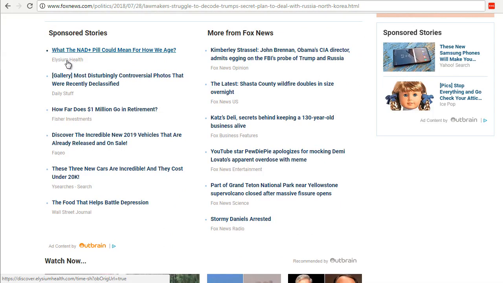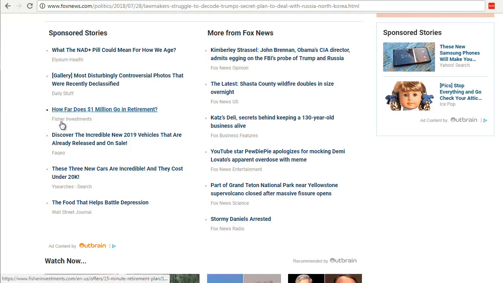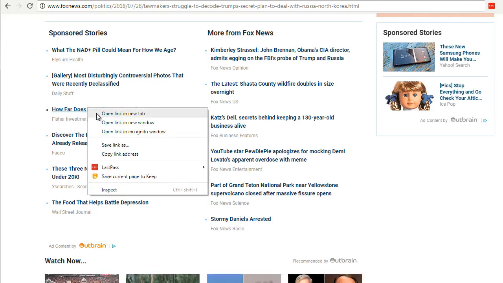These sponsored stories are ads, and you can see the advertisers. We have LCM Health, probably some weight loss pill. More disturbing, controversial photos that were recently declassified. How far does 1 million go in retirement? If I were to click on this, the assumption is that we grab somebody who is interested in making money during retirement. Obviously we can see Fisher Investments are the people selling. So if we click on this, let's see what we get.